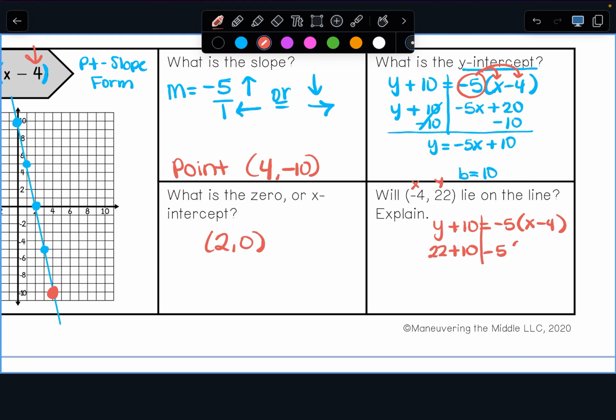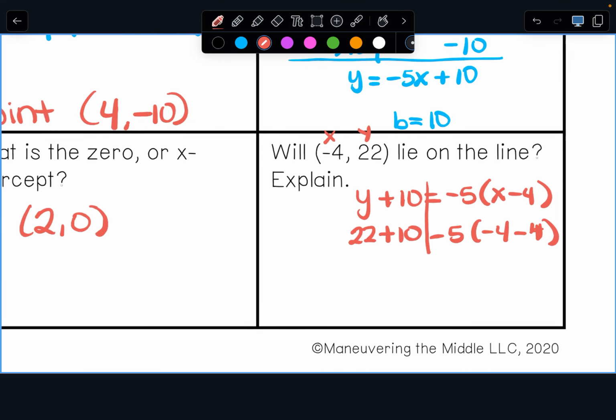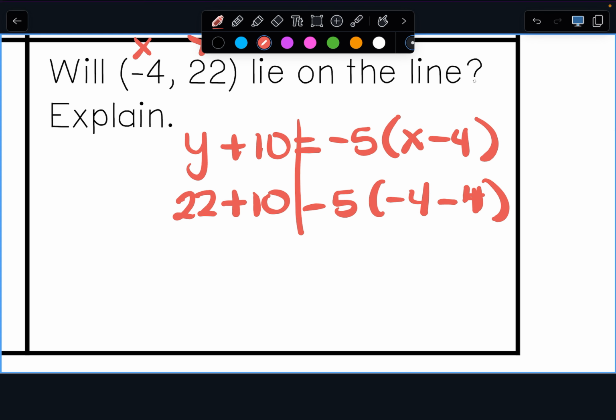We replace x with negative 4. So negative 4 minus 4. Now hopefully you don't need a calculator for the left side of the equation. Negative 22 plus 10 is negative 12. Now the other side, I'll let you type it in: negative 5 times (negative 4 minus 4).